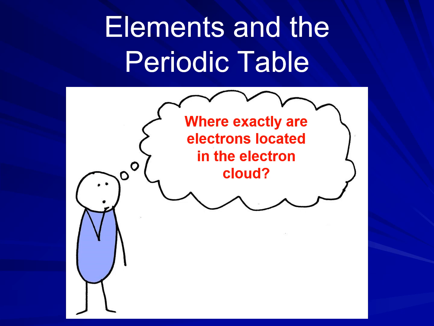We're also going to touch upon some chemical reactions in this unit and how they're represented and modeled. So the essential question for this topic area, elements in the periodic table, is: I want you to think about where exactly the electrons are located in the electron cloud. In other words, if we were to write them an address, what would that look like?